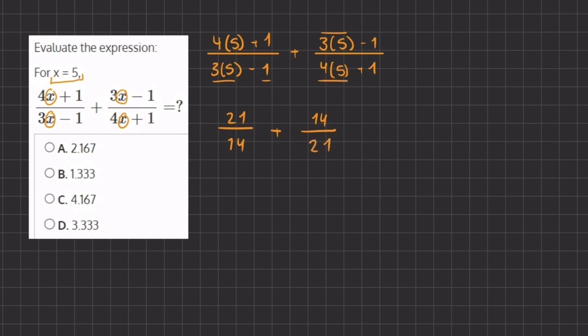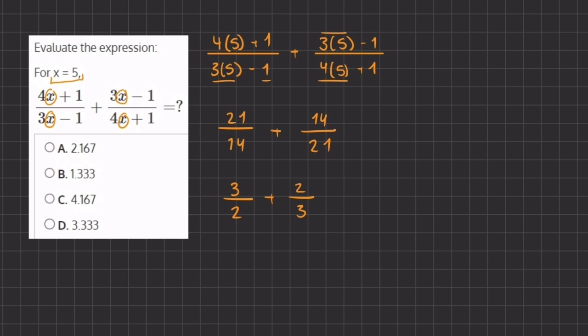Alright, so we have two fractions here that we can simplify, and all of the numbers, 21 and 14, are all divisible by 7. So if we divide everything by 7, we have 21 divided by 7, which is 3, and 14 divided by 7, which is 2, plus our second fraction of 14 divided by 7, which is 2, and 21 divided by 7, which is 3. So now we need to add these two fractions together in order to find or evaluate our expression.